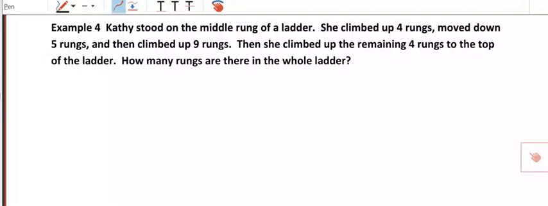Kathy stood on the middle rung of a ladder. She climbed up 4 rungs, moved down 5 rungs, and then climbed up 5 rungs. Then she climbed up the remaining 4 rungs to the top of the ladder. How many rungs are there in the whole ladder? And use a diagram to help you.